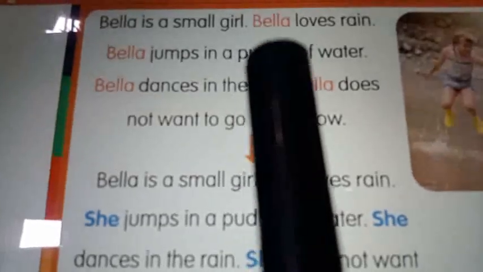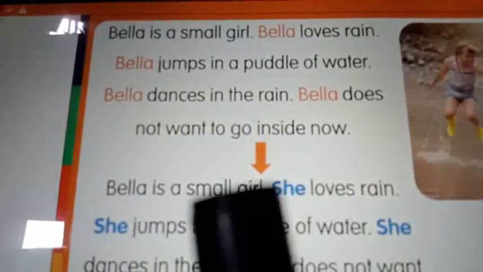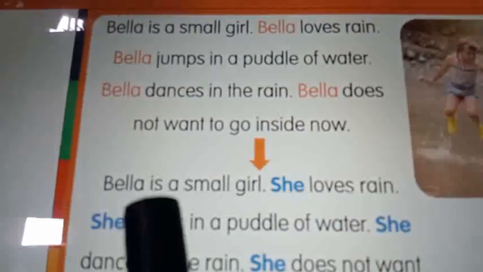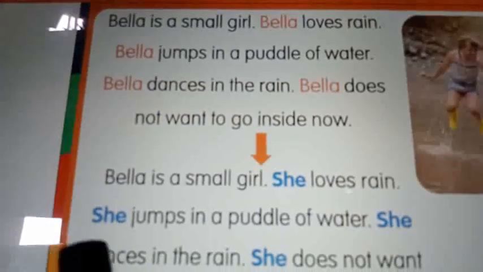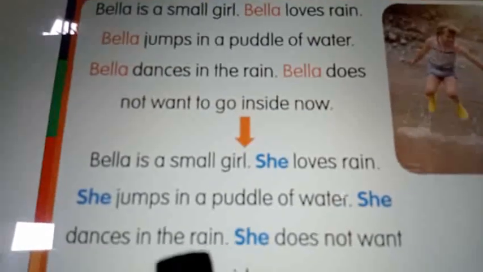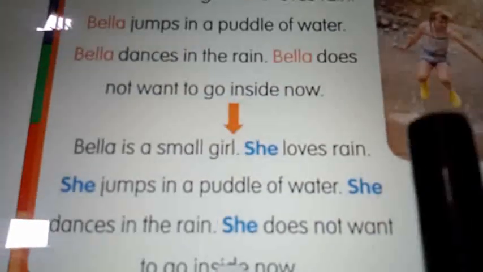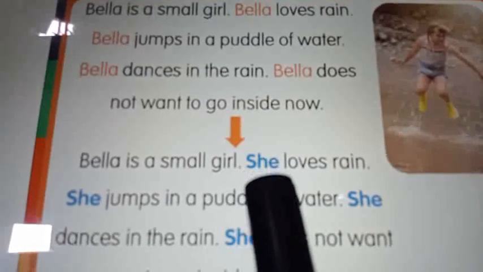Now, see this again. We have to always use Bella, Bella, Bella, right? So, we need to change the word Bella to she. Bella is a small girl. She loves rain. She jumps in the puddle of water. She dances in the rain. She does not want to go inside now. Right? Which word changed, my dear children? Her name changed into she.